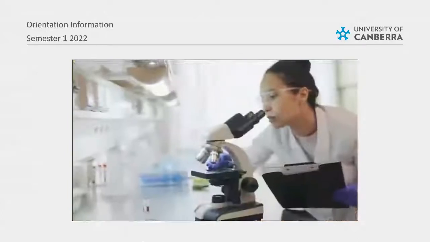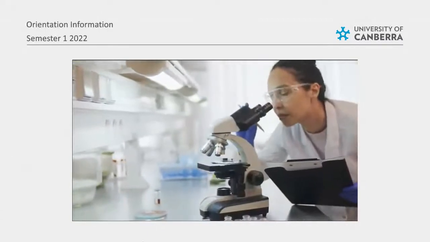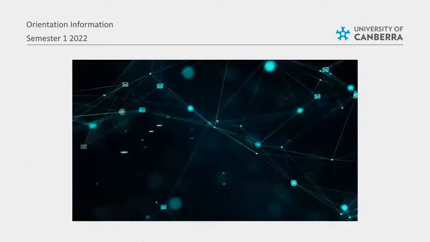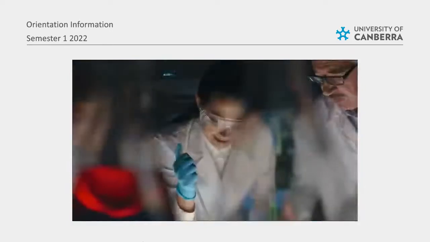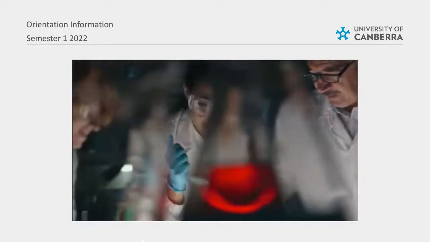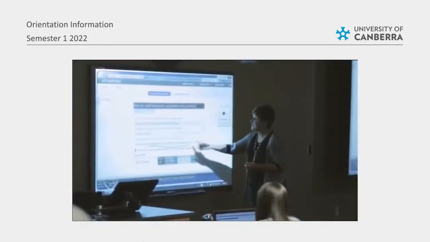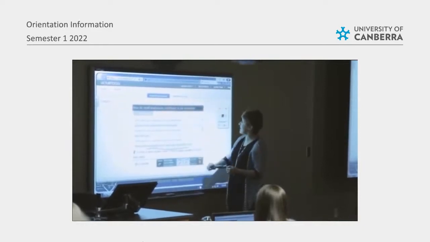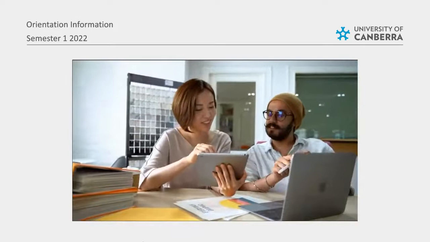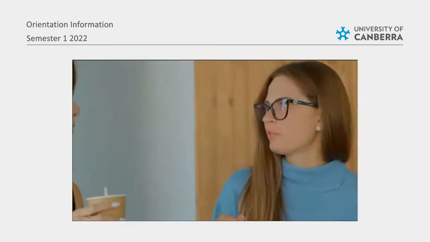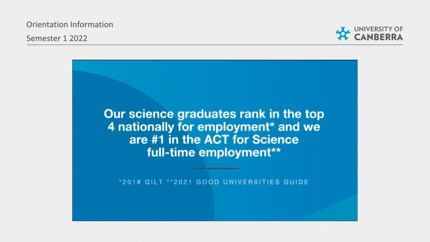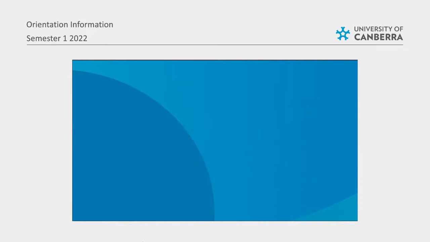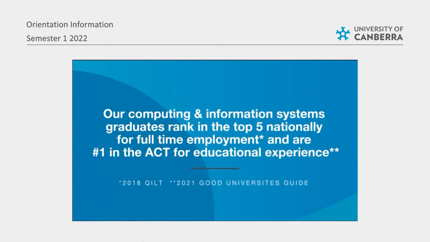So we are a rather unique faculty in Australia because we've brought the schools of science and information technologies and systems together into a single faculty to work on solving real-world problems. We are committed to experiential learning to ensure job-ready, world-ready and future-ready graduates. We make sure you gain the skills to set you apart through a professional practice placement, a research project, or even workshopping with your peers to solve real-world problems. Our science graduates rank in the top 4 nationally for employment. Our computing and information systems graduates rank in the top 5 nationally for full-time employment.